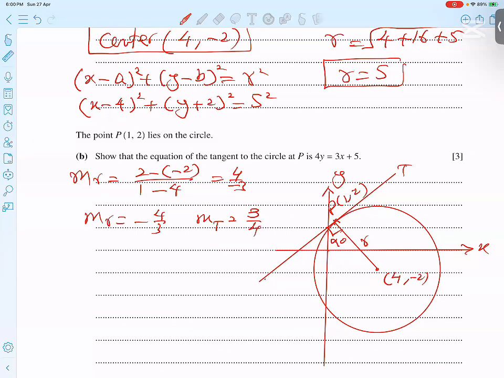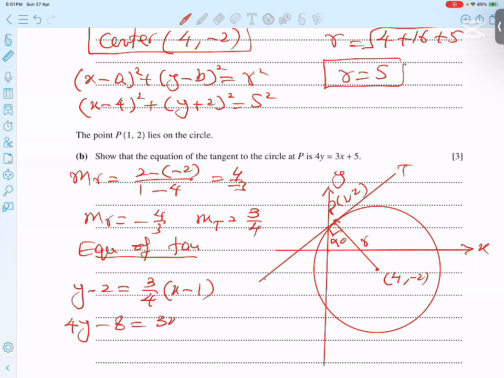So I'm looking at this point and this gradient. I'll use them and find the equation of the tangent. So the equation of the tangent: y minus y1, which is 2, equals m times x minus x1. Multiply the left side by 4, 4 twos are 8. And 4y equals 3x plus 5. This is what we had to prove. So let's go for the next part.